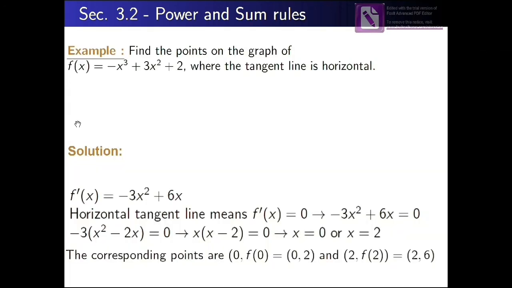Find the points on the graph of f(x) is equal minus x cubed plus 3x squared plus 2 where the tangent line is horizontal. We know that if the function has a horizontal tangent line, that means the slope of this tangent line is equal to 0. So first we will find the derivative, then find where this tangent line is horizontal. So we'll make f prime x is equal 0.